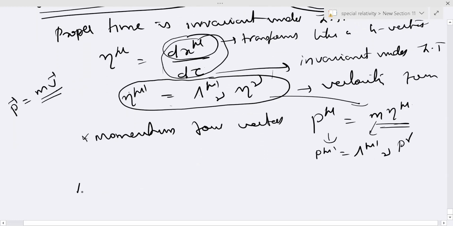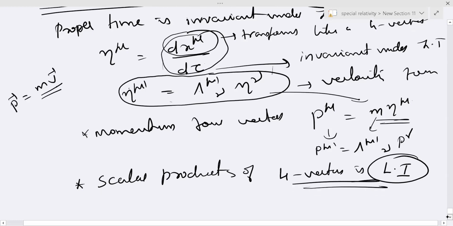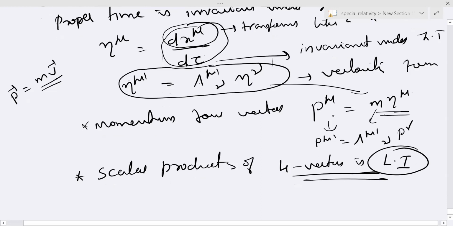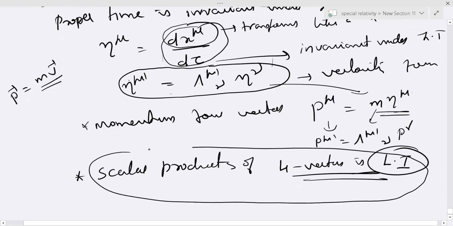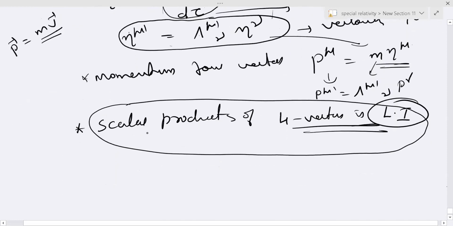One more thing. We have already said that the scalar product of four-vectors is Lorentz invariant. This is an important thing that you have to remember. Next class we'll discuss the velocity four-vector and momentum four-vector in more detail, and we'll also make use of the idea that the scalar product of four-vectors is a Lorentz invariant quantity, and then we can use this to solve problems.